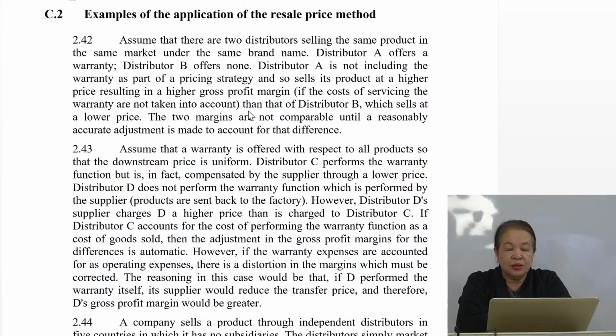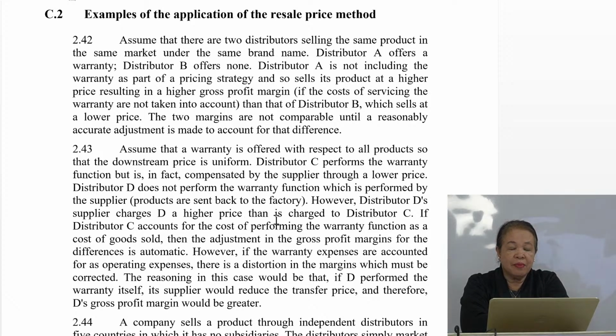So, what is an example of the resale price method or the transaction? So, assume that there are two distributors. In the first place, ano ba itong resale price method that is used in transfer pricing? The resale price method is used when the related parties are selling the product, purchase or acquire it, and then resell it, without any further processing. So that's the resale price method. And in the resale price method, we are comparing the gross profit, or the markup.